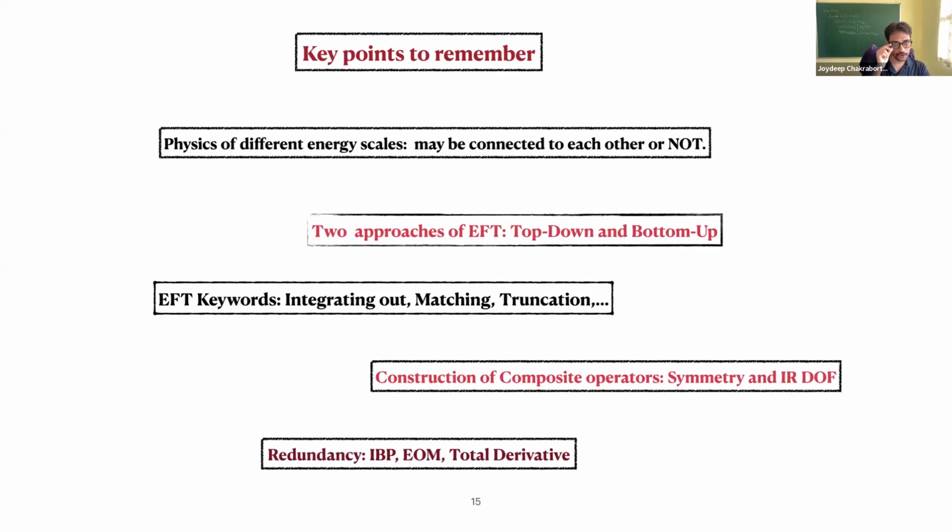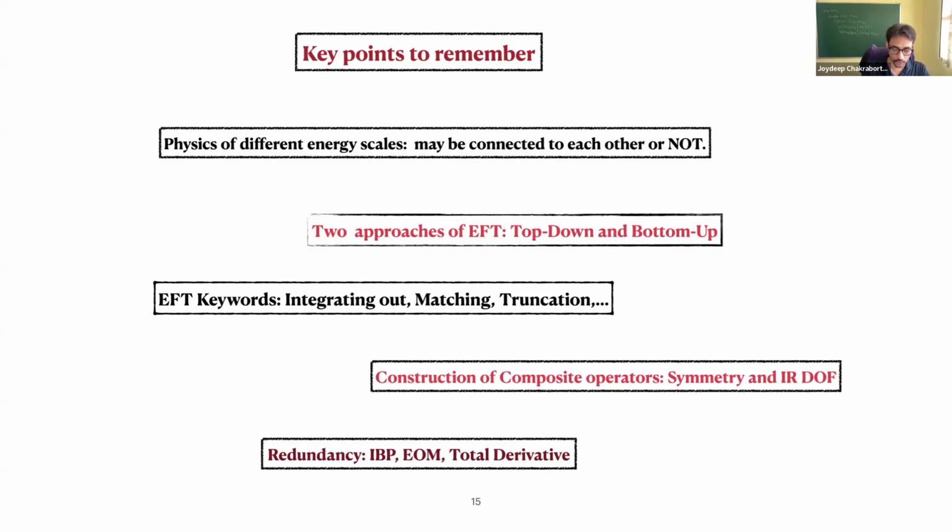Okay. So as we have learned, physics at different energy scales may be connected to each other or not. And then we have the two approaches. This is a summary slide: one is the top down and one is the bottom up. And we have learned what the notion of integrating out is, what the meaning of matching is, and the truncation, where to truncate at dimension 6, 7, 8, depending on what kind of results you want to reproduce. And also we need to construct the composite operators based on the symmetry and unified degrees of freedom. And one of the important and tedious tasks is that constructing the operators is actually not sufficient.